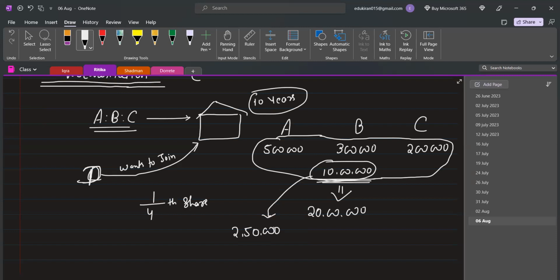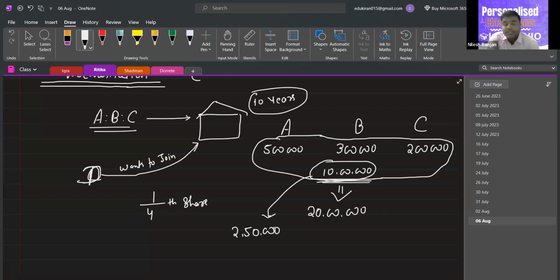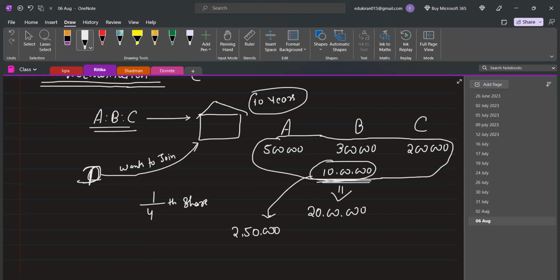Yes, sir. But then A, B, and C will say, what about the efforts that we have made for 10 years to establish this company? You don't have to pay? You will come and join the company without any additional payment? Yes, they will ask this. So how much amount should he pay as capital? Should he pay 1/4 of 20 lakh? Yes.